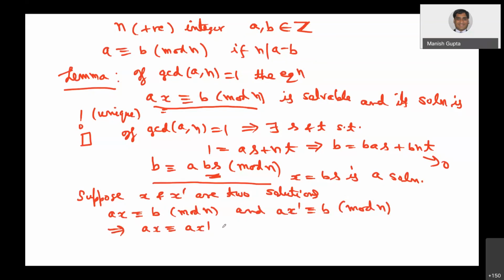Now GCD of a and n is 1. In fact, we can directly do it by definition: n divides a times x minus x prime. Since GCD of a and n is 1 and n divides a times x minus x prime, n divides x minus x prime. So x is congruent to x prime mod n, by definition. Both are the same. So our assumption that there are two solutions shows that the solution is unique.